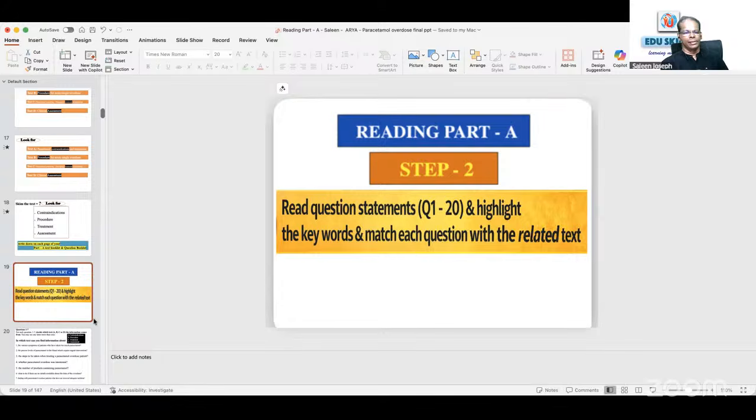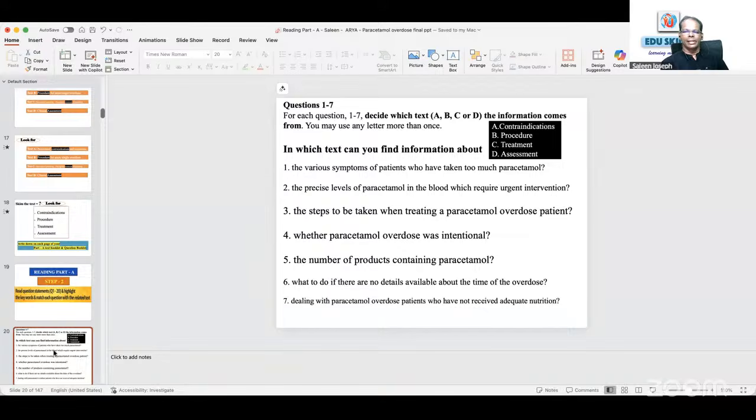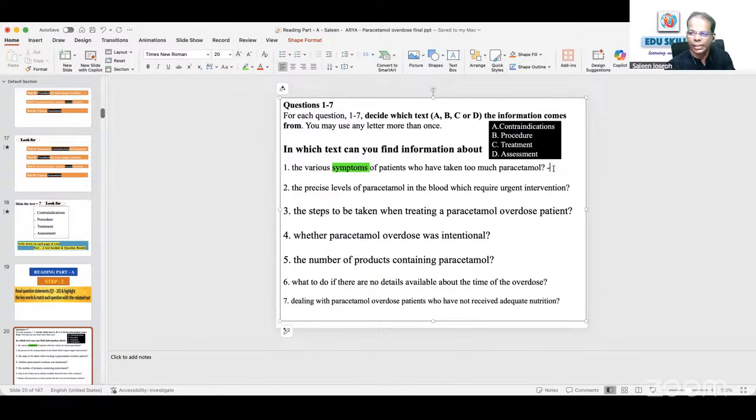with the related text. It means you should be able to presume and say from where it appears. These are the 4 headings: contraindications and interactions, procedure, treatment, assessment. In which text can you find information about the various symptoms of patients who have taken too much paracetamol? What are the key words? Too much. Symptoms. Main heading keyword here: various symptoms. So where can it be? Contraindications, procedure, treatment, assessment. Clinical assessment, D.